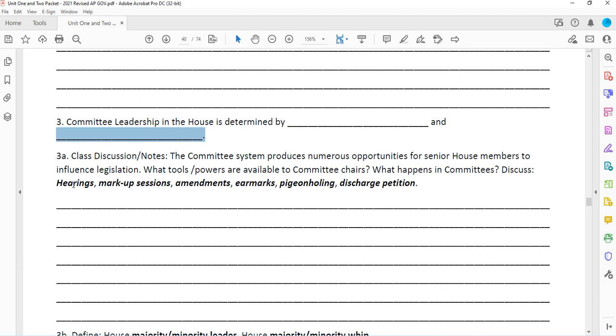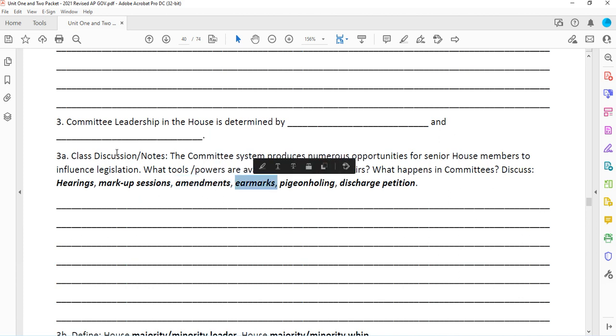I use the example of the markup session for the Digital Millennium Copyright Act. If you recall from class, the drummer for the band Metallica was testifying before the Senate Judiciary Committee because of the threat that Napster posed to their business model. That's an example of a hearing and later a markup session where they determine the needs of an industry and what kind of legislative solution might be required to fix it. During that process, of course, there are amendments and earmarks.